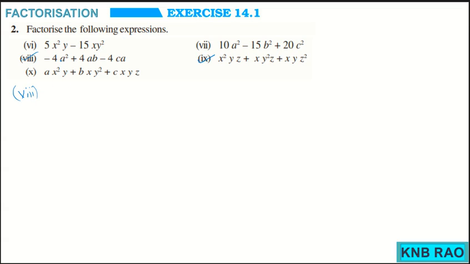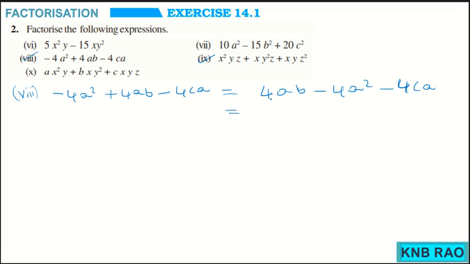Coming to the 8th one, minus 4a square plus 4ab minus 4ca can be written as, the choice is yours. If you want, you can write the positive term first: 4ab minus 4a square minus 4ca. I just rearranged the terms; the negative term I took next, and the positive term plus 4ab I wrote first. Amongst them 4 is common, a is common, so I took out that common factor 4a. Now in the first term b is left over, minus in this 1a is left over, minus in this 1c is left over. So 4a times b minus a minus c, a trinomial has come.